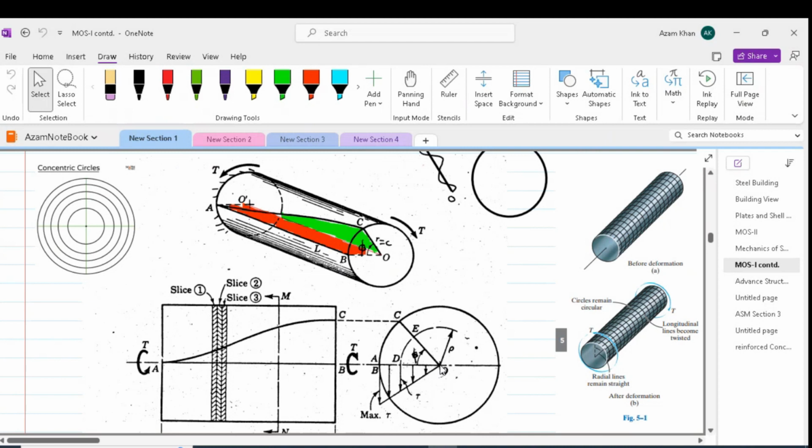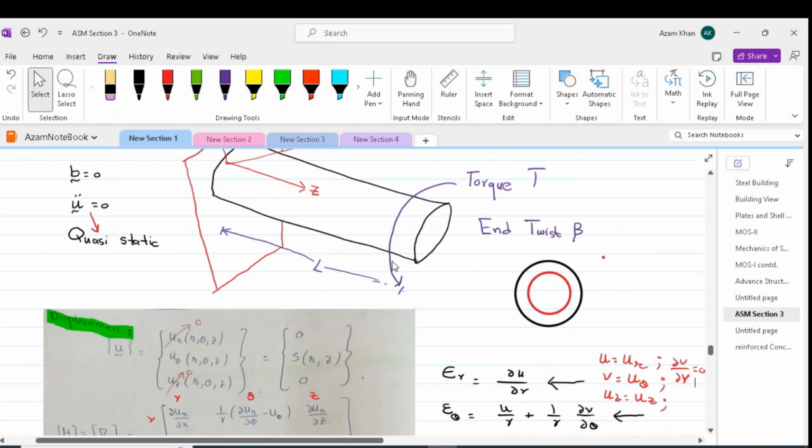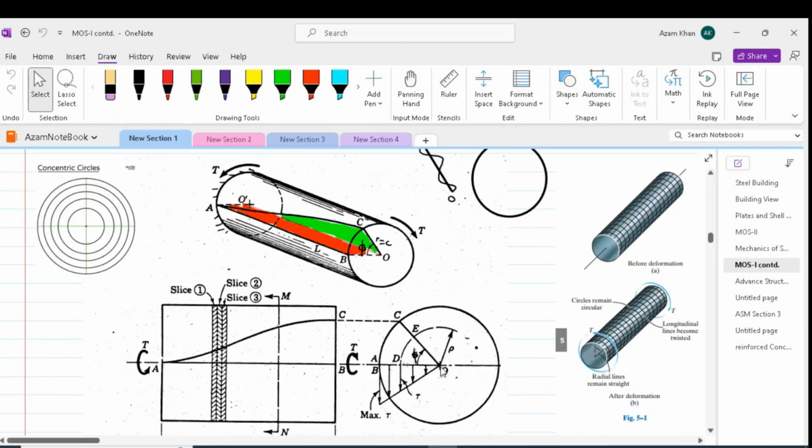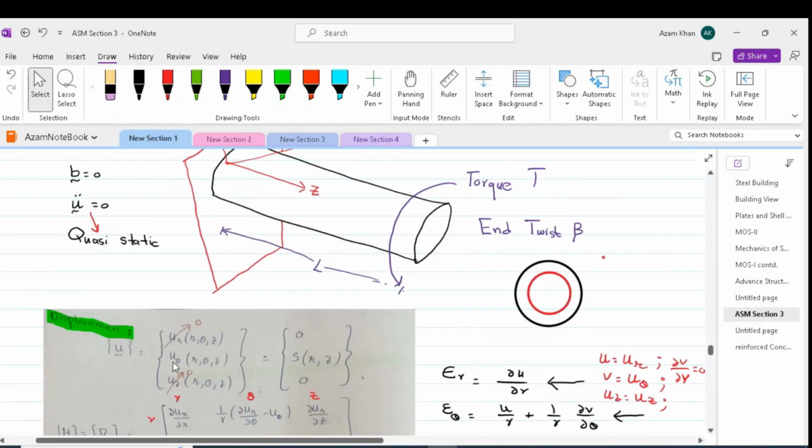For a particular cross section, if O is the center, as we move away from the center, our u theta, which is the tangential displacement, will keep on increasing linearly. So if we have torque applied, u theta along the radius will increase linearly, and it will be 0 at the center of the cross section and will increase to a maximum value at the surface. So surely we have u theta dependent on radius r.